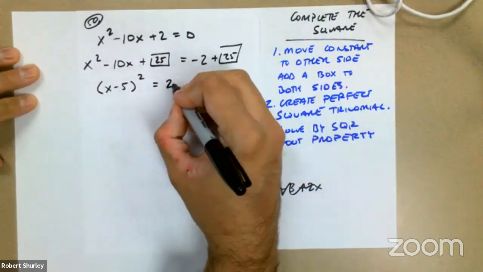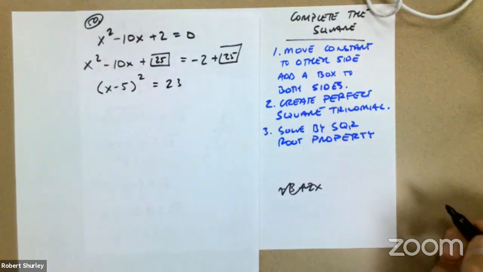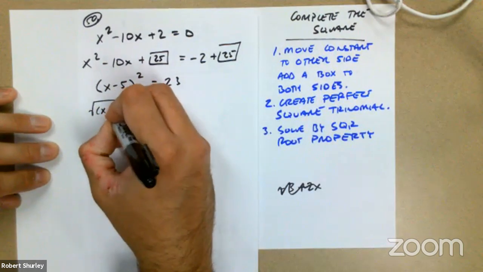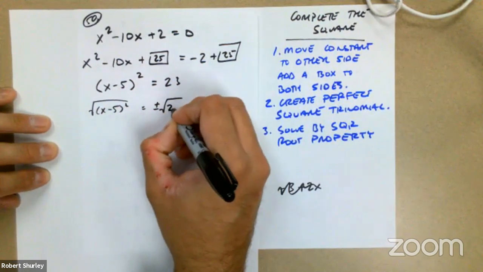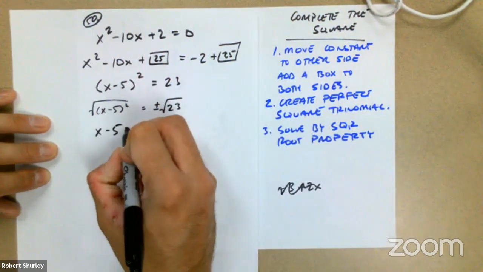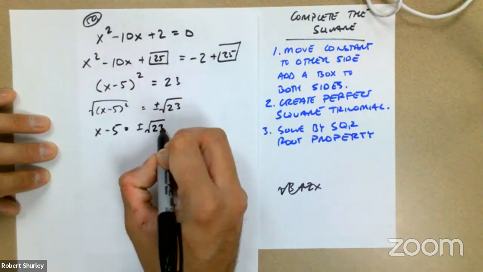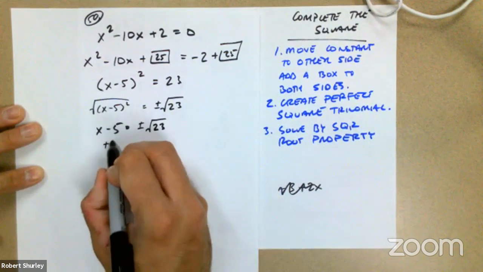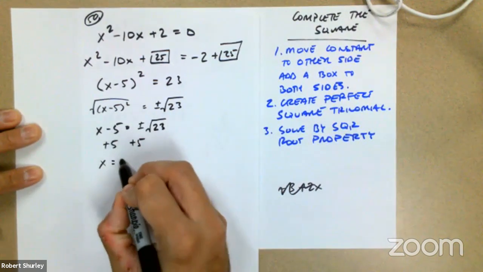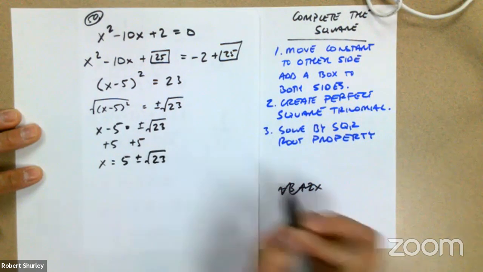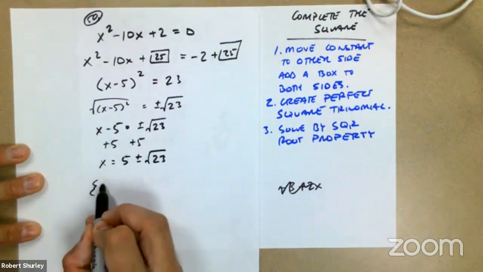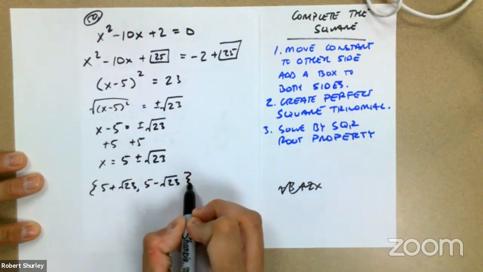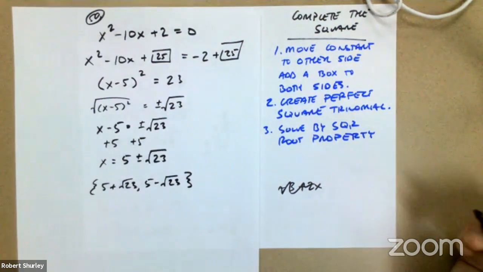-2 plus 25, that's 23, right? So now I'm just doing what I did before. Take the square root of both sides. This is x minus 5 equals plus or minus the square root of 23. 23 is a prime number, right? So there's no way that I can simplify it. So I'm just going to add the 5 over. We get x equals 5 plus or minus the square root of 23. So we wind up with 5 plus the square root of 23 and 5 minus the square root of 23.